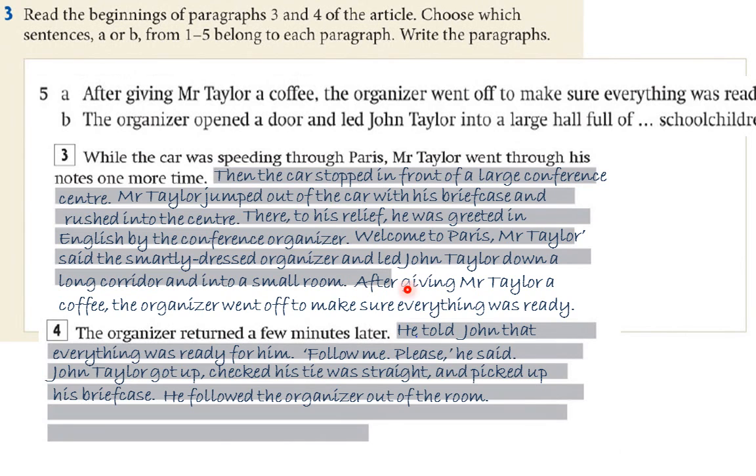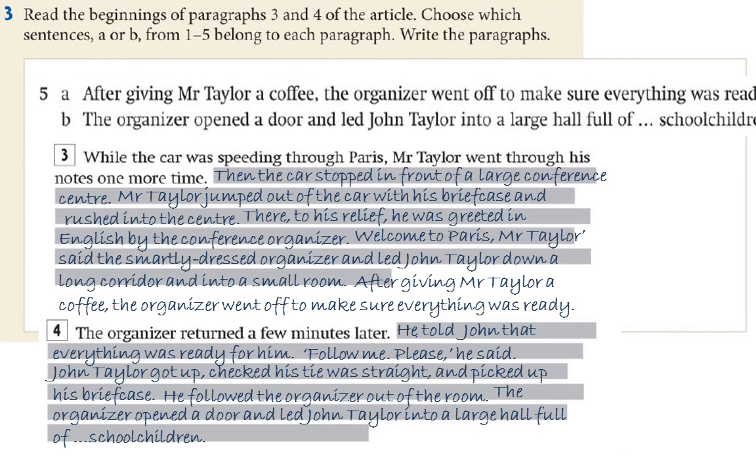After giving Mr. Tyler a coffee, the organizer went off to make sure everything was ready. But here the organizer opened a door and led John Tyler into a large hall full of scholarship. Because he followed the organizer out of the room, it means he went to a different room. And here the organizer opened a door of a different room. So this means this sentence belongs to paragraph 4.